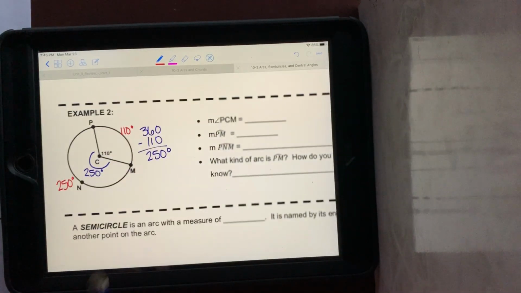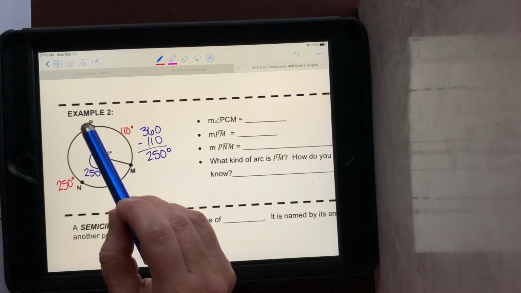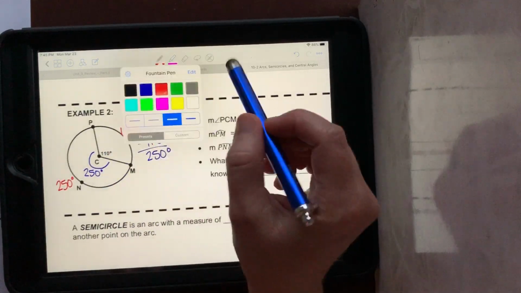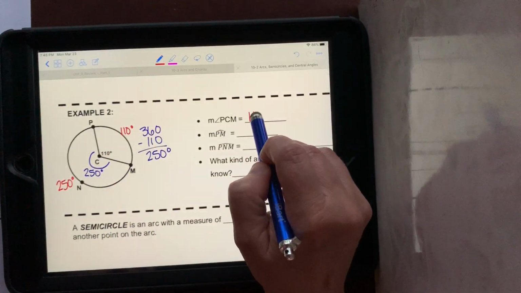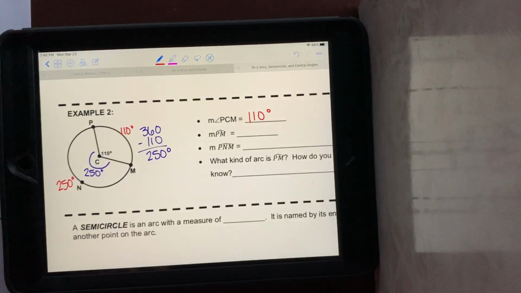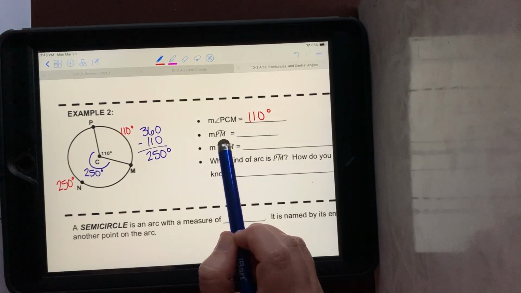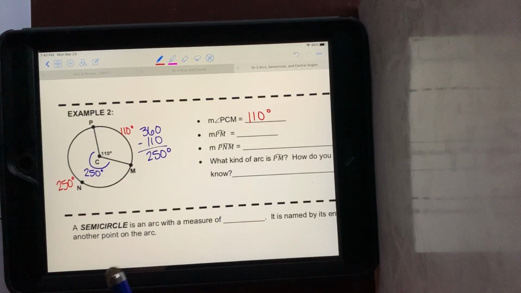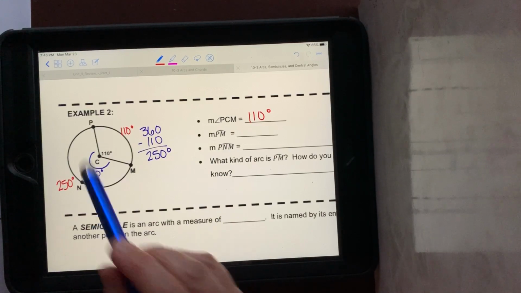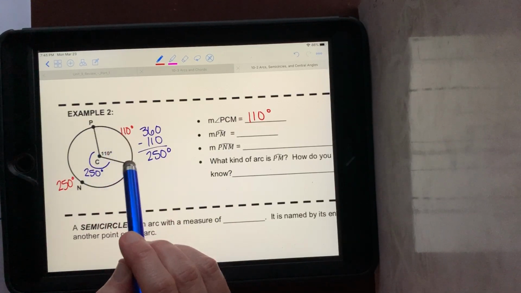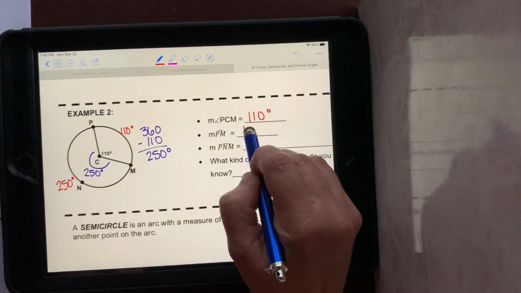So let's answer these questions. Angle PCM we know is labeled already as 110, so that's given. Here's our arc symbol, and because it's 2 letters, remember it's a minor arc, so the value has to be less than 180 degrees. So we can see from P to M, we already have it labeled as also 110 degrees.